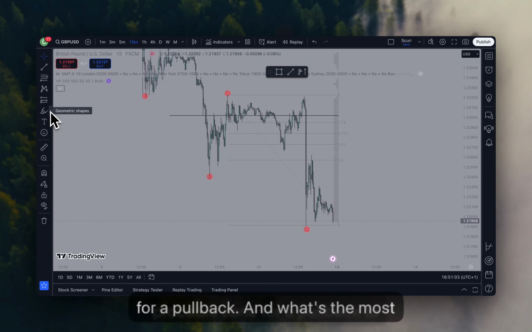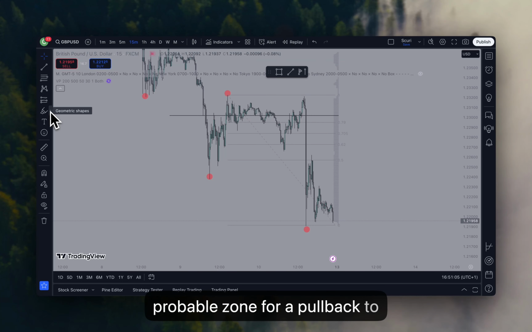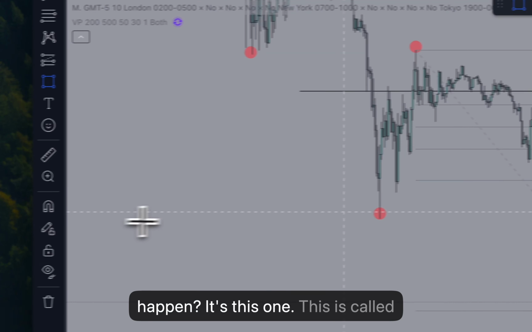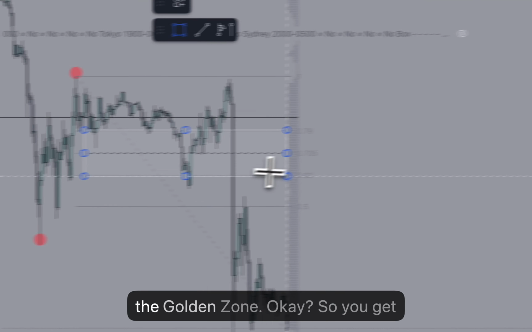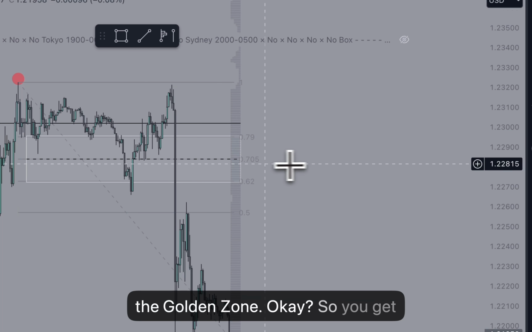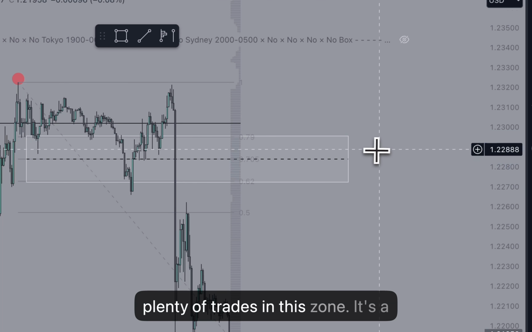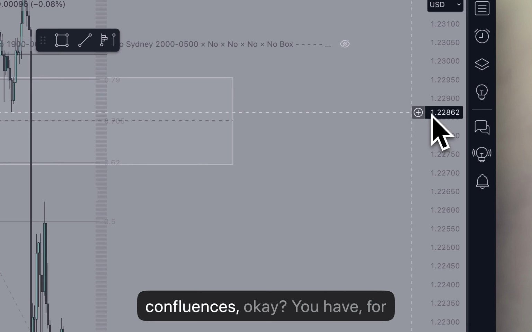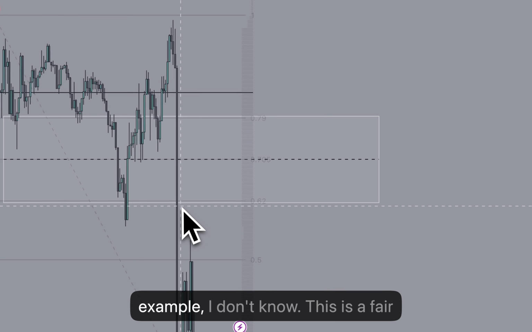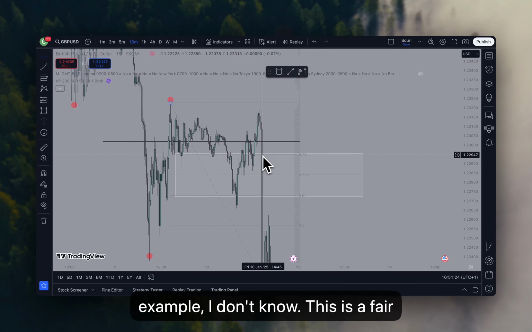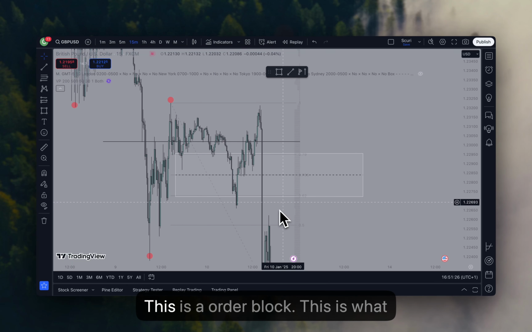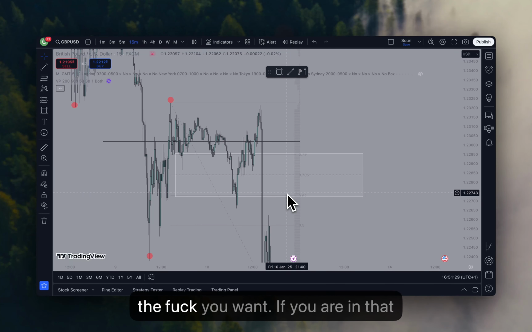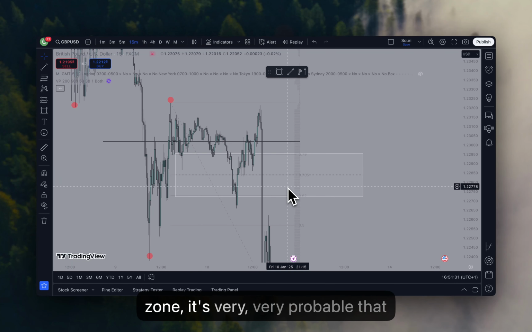And what's the most probable zone for a pullback to happen? It's this one. This is called the golden zone. Okay, so you get plenty of trades in this zone. It's a fantastic zone. You have some confluences. Okay, you have, for example, I don't know, this is a fair value gap, this is a liquidity void, this is an order block, this is whatever you want. If you are in that zone, it's very probable that you're going to take TP instead of stop loss.